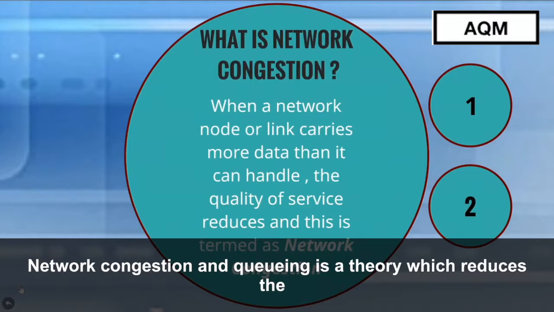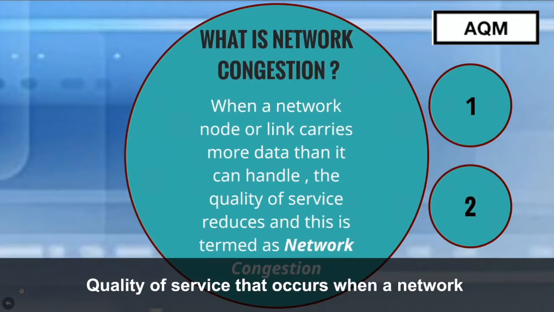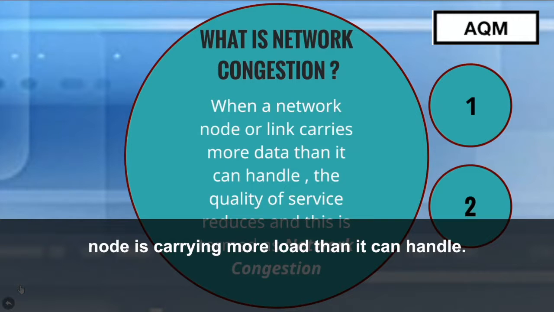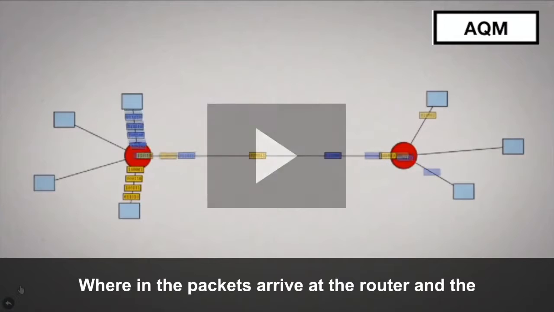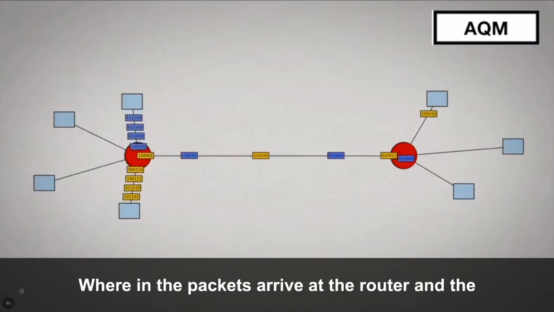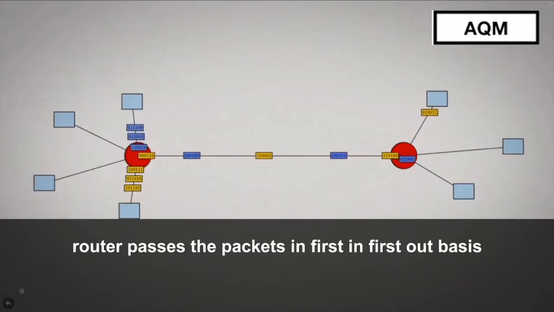Network congestion and queuing is a theory which reduces the quality of service that occurs when a network node is carrying more load than it can handle. This video is an example of a normal network wherein the packets arrive at the router and the router passes the packets on a first in, first out basis.